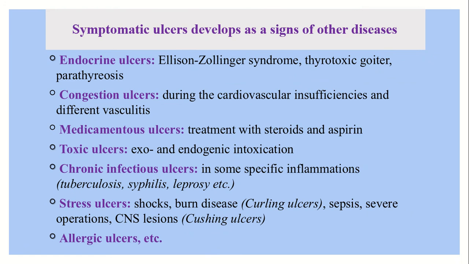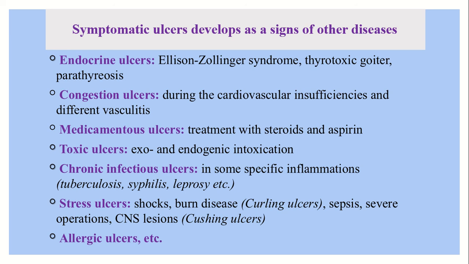Next, we'll discuss the ulcer disease, the peptic ulcer disease of the stomach, but there are also symptomatic ulcers that develop as signs of other diseases. First, let me discuss the symptomatic ulcers, then we will continue with the peptic ulcer disease. The endocrine ulcers develop during some endocrine diseases such as Zollinger-Ellison syndrome, thyrotoxic goiter, and parathyroidosis.